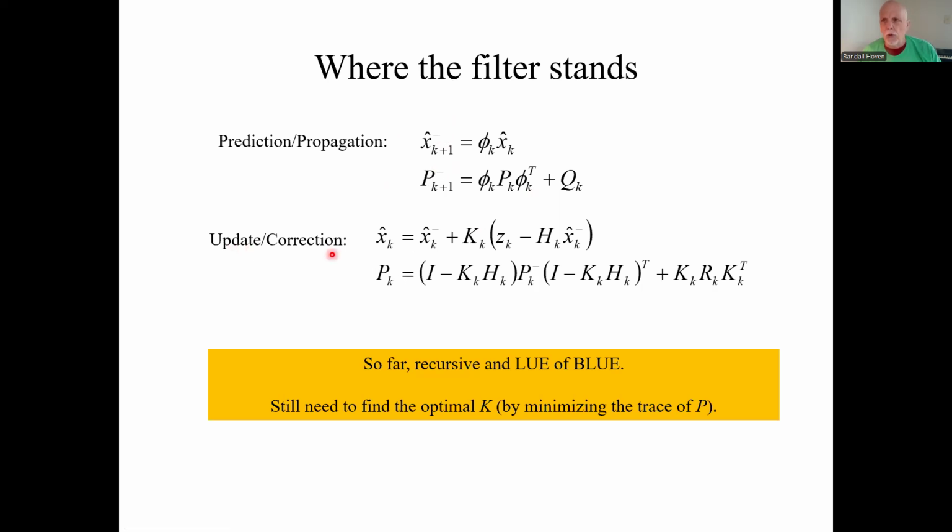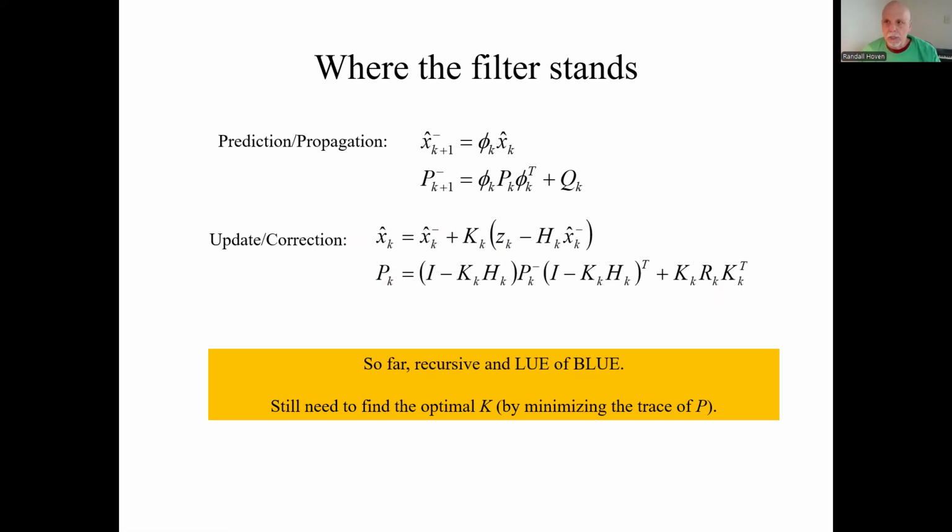Then we have the so-called update or correction equations. Here's how we update the state at time k given the measurement at time k. It's based on the previous state estimate, or the estimate at time k but before we process this measurement. And now, here's what it is after processing. It's kind of hard for students to grasp the first time they see this.